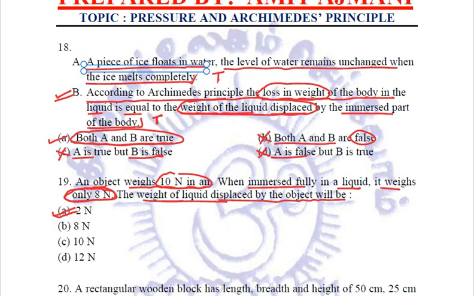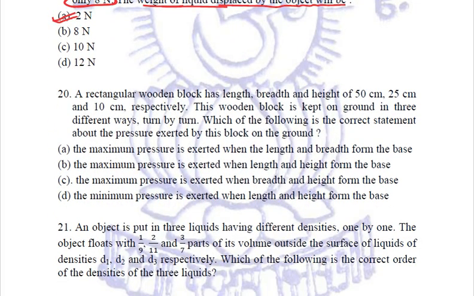Clear? Let's come to the next question. A rectangular wooden block has length, breadth and height of 50 centimeters, 25 centimeters and 10 centimeters respectively. The wooden block is kept on the ground in three different ways, turn by turn. Which of the following is the correct statement about the pressure exerted by this block on the ground?